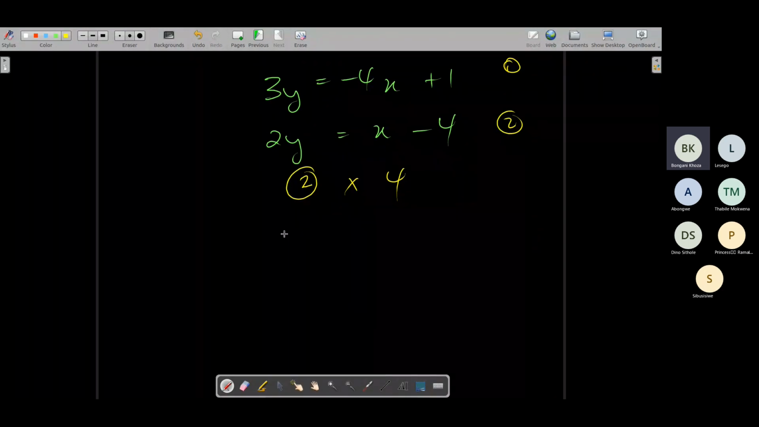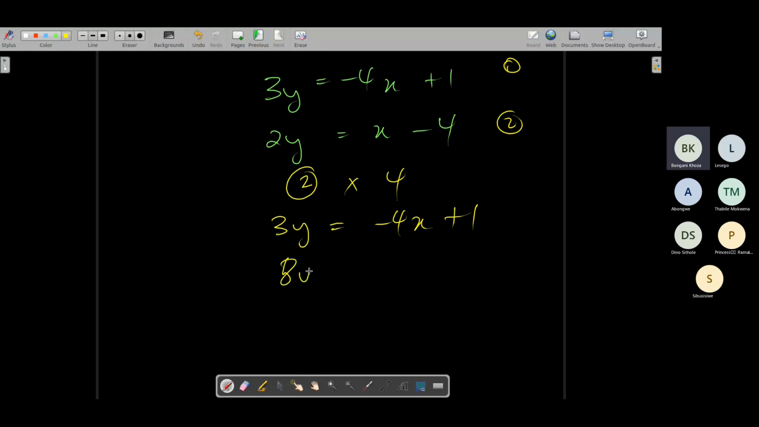So that means now I end up having 3y equals minus 4x plus 1 for equation 1. This one will be 8y equals 4x minus 16. Do we agree here? We multiply equation 2 by 4. Do we agree? Yes. Right.